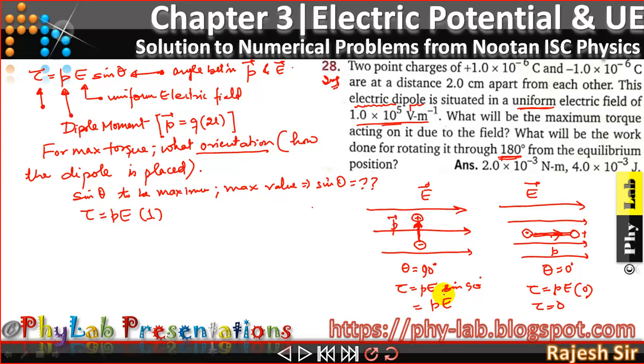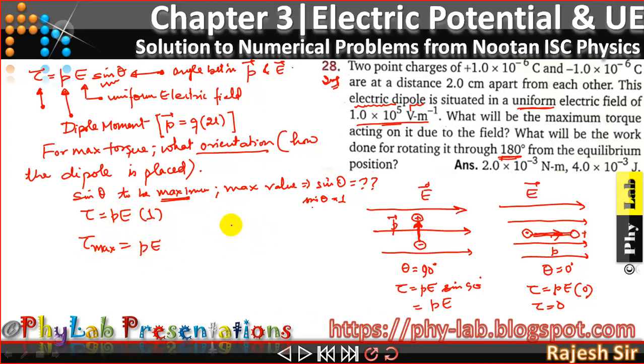Now, in what orientation is the torque maximum? Remember friends, as theta varies, the value of torque varies. So in order to get a maximum value of torque, I need sin theta to be maximum. And what is the maximum value of sin theta? That is 1, isn't it? So the torque experienced by the dipole will be maximum whenever theta becomes 90 degree, or the dipole is placed perpendicular to the electric field. So maximum torque happens to be P times E.